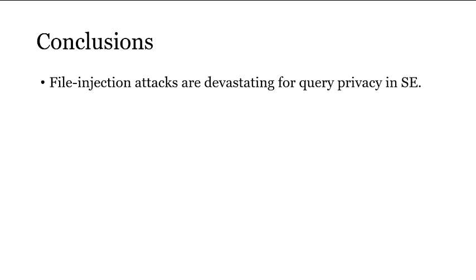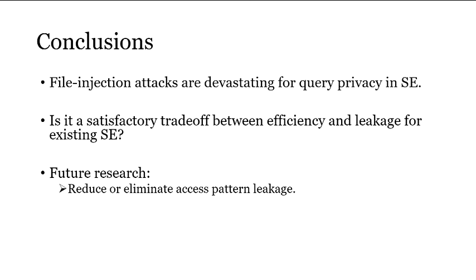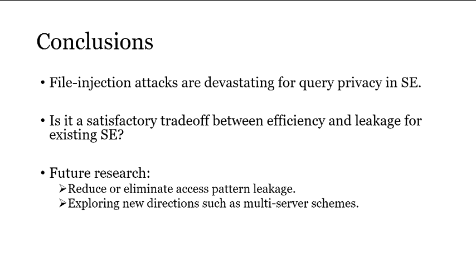So finally, to conclude my talk, we show that file injection attacks are devastating for query privacy in searchable encryption. And we start to question, is that a satisfactory trade-off between efficiency and the leakage for existing searchable encryption schemes? We may start to reconsider the definition of leakage profile instead of accepting them by default. Some potential future research directions are trying to reduce or eliminate the file access pattern leakage, or to explore some new settings like multi-server schemes or interactive schemes.